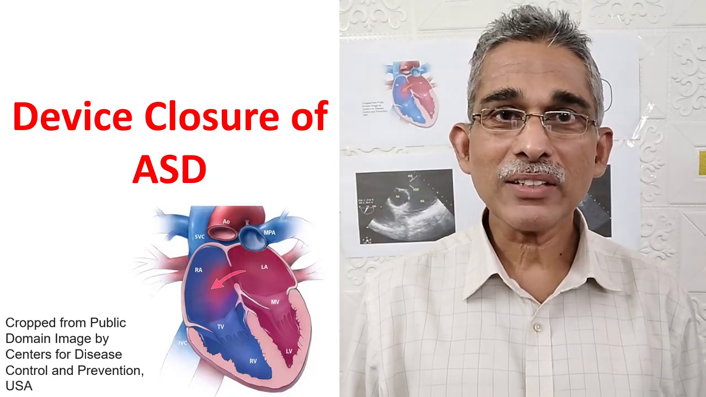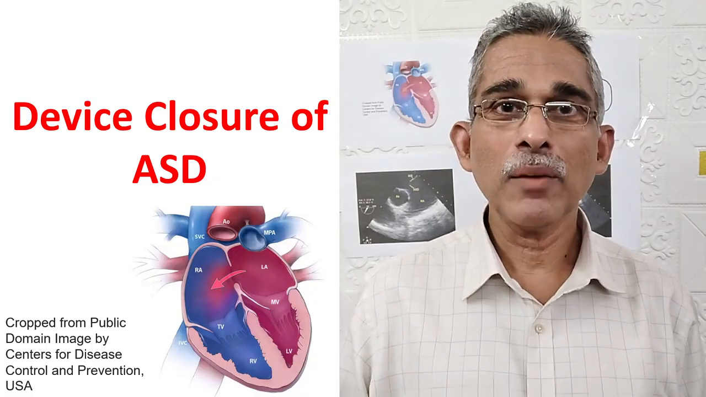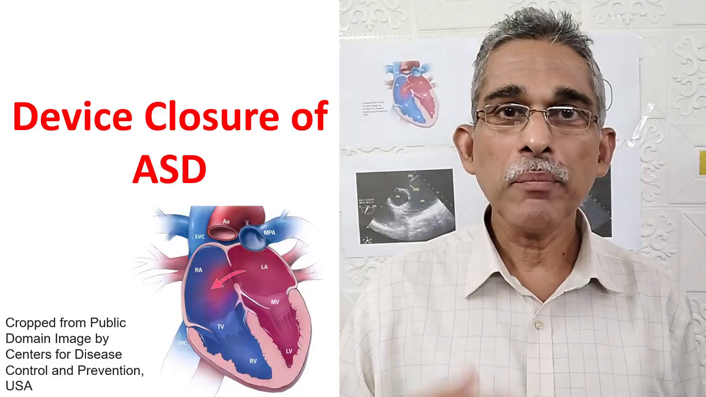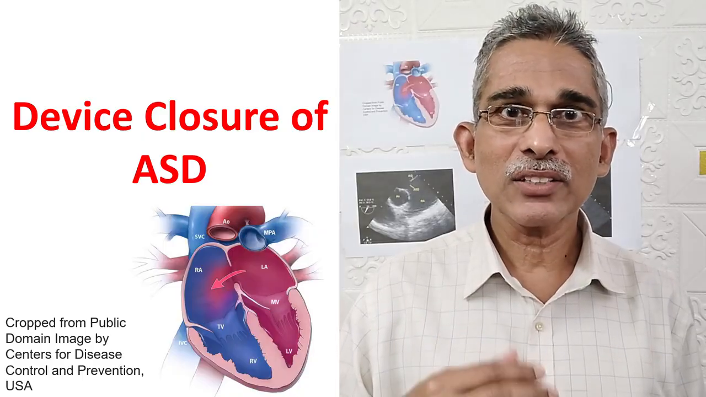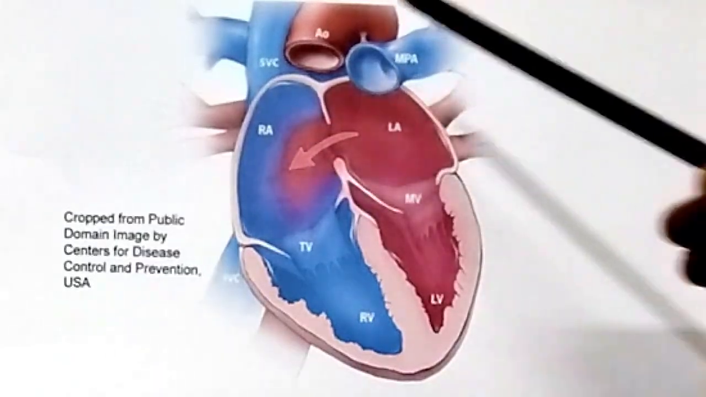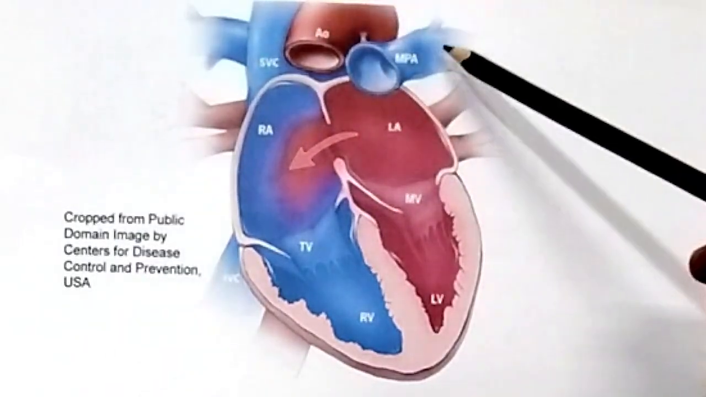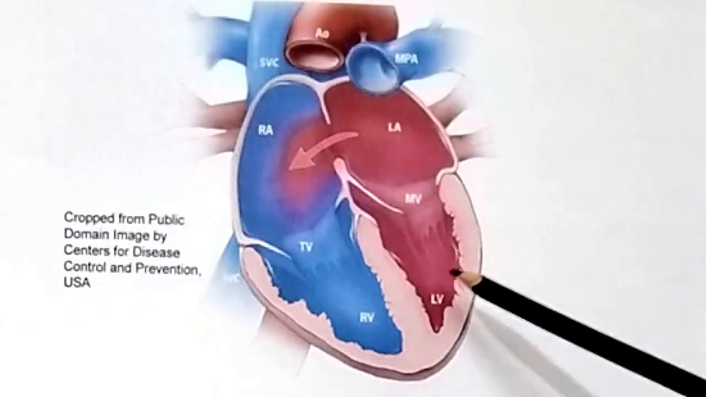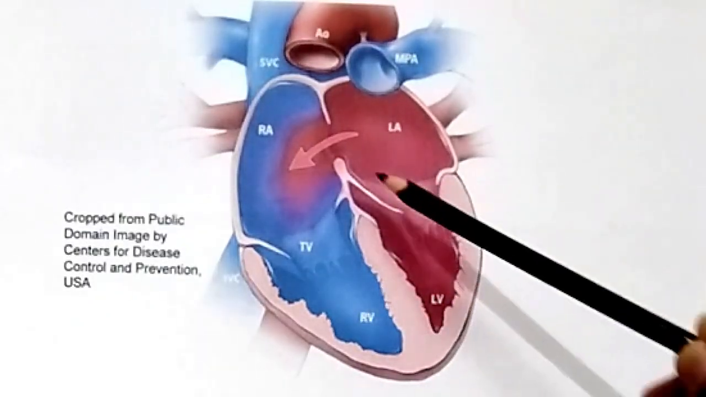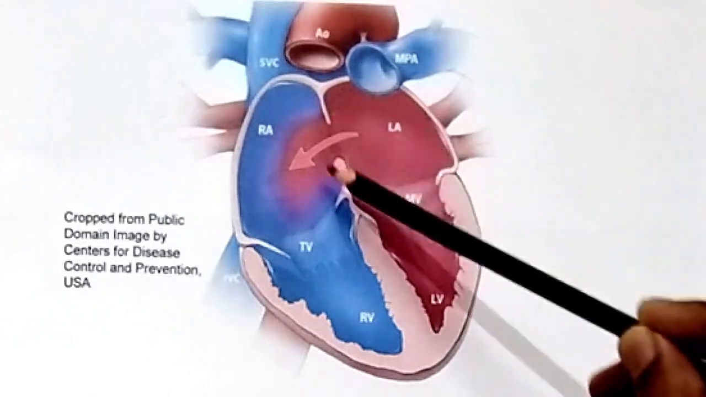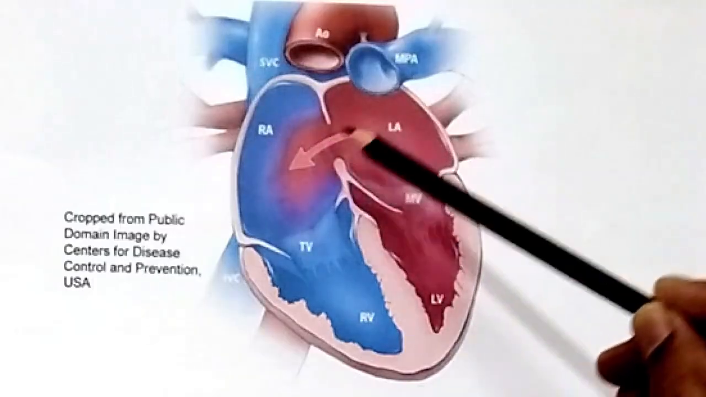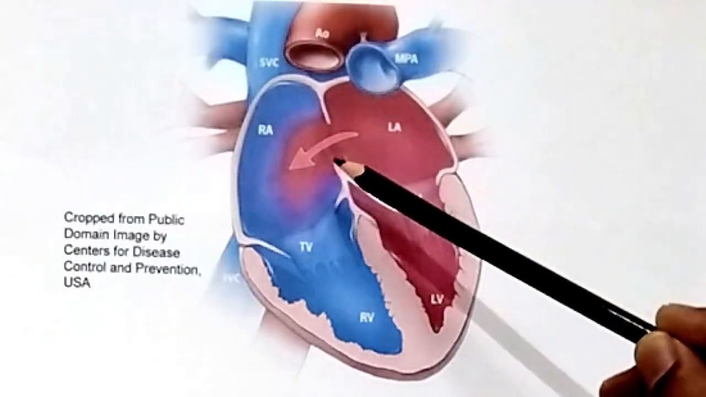Before going into device closure, we learned a little bit about different types of atrial septal defects and viewed a few images on transesophageal echocardiogram as well. This is the right atrium, left atrium, superior vena cava, aorta, main pulmonary artery, mitral valve, left ventricle, right ventricle, tricuspid valve, interventricular septum, and this is the defect in the interatrial septum, depicting the left to right shunt across the interatrial septal defect.